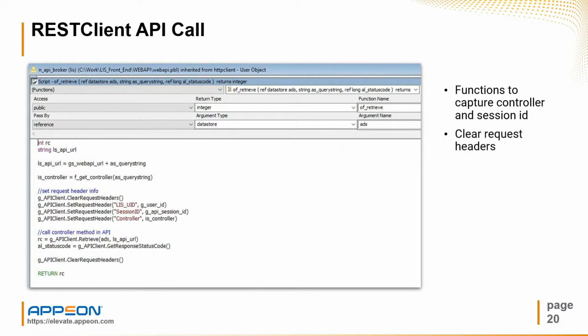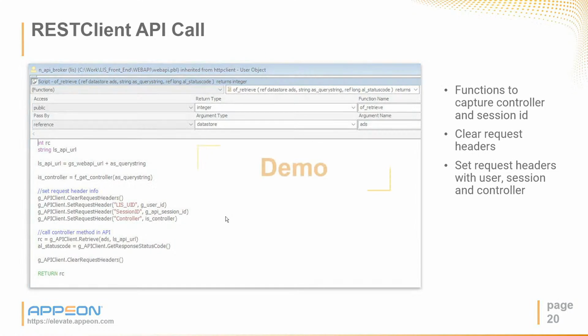So functions, again, to capture the controller and the session ID, clearing the request headers, and then, of course, in this instance, we're just setting three values: the user ID, session, and the controller. So at this point, I thought I would give you a demo of both the PowerBuilder client and a little feel for some of the code there, and how we call into the API and perform an action that actually triggers a log entry.